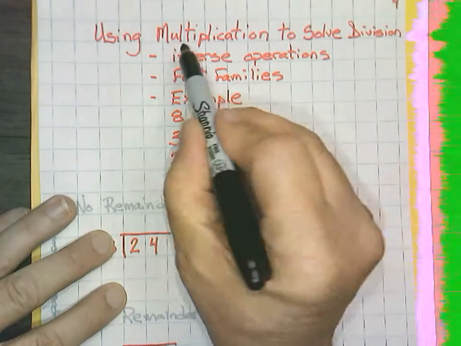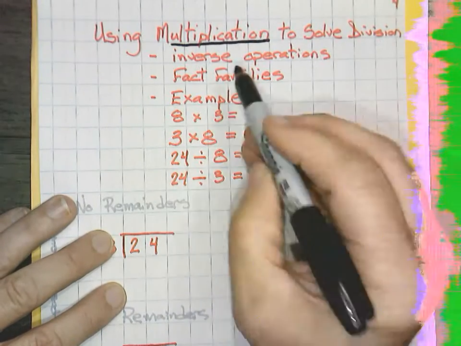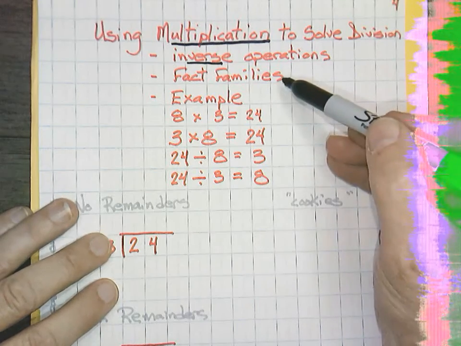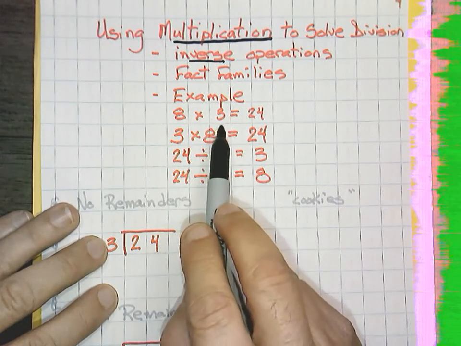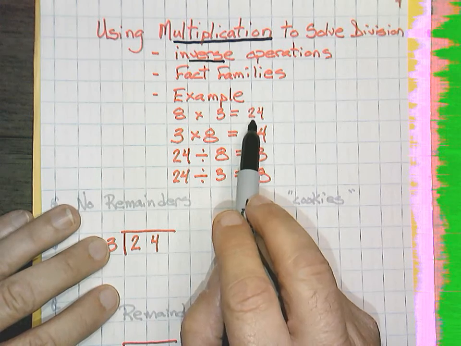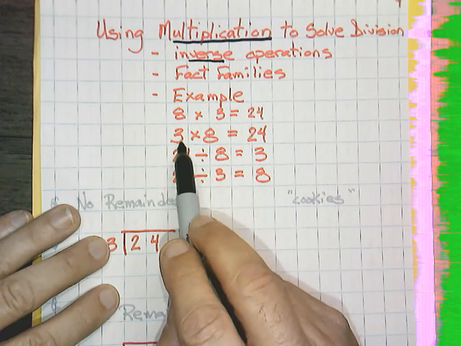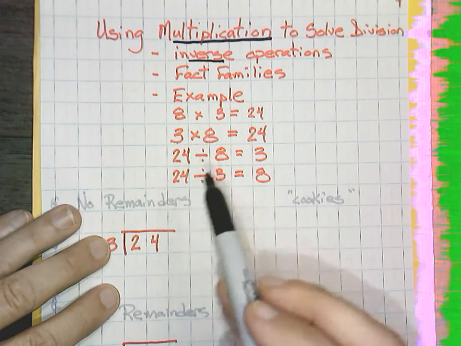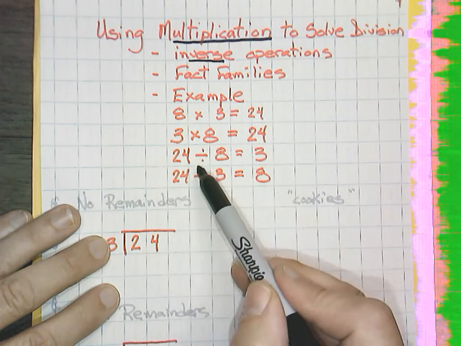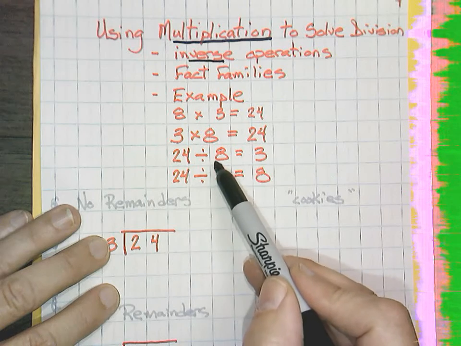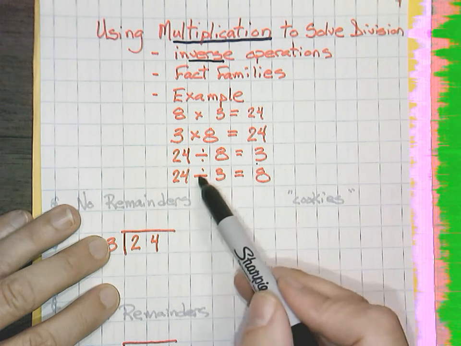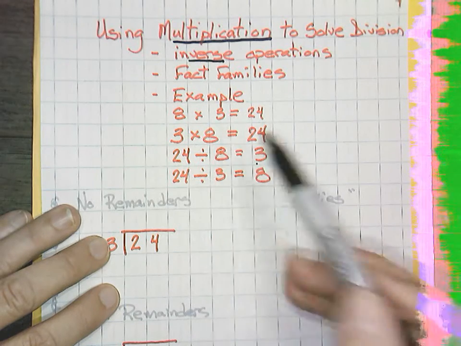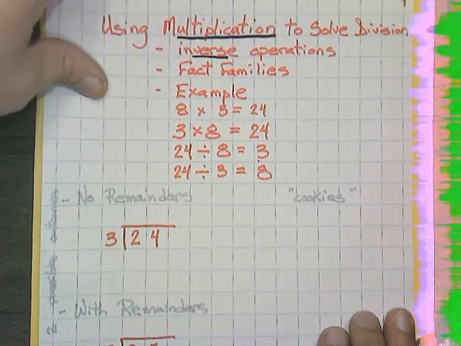Using multiplication is our focus today to solve division. Remember, there's something called inverse operations, also called fact families. For example, 8 times 3 equals 24. Or you could switch the 8 and the 3 and say 3 times 8 equals 24. That's your multiplication. But you can use the same set of numbers to do division: 24 divided by 8 equals 3, or 24 divided by 3 equals 8. Notice in all of these, we're using the same 3 numbers.